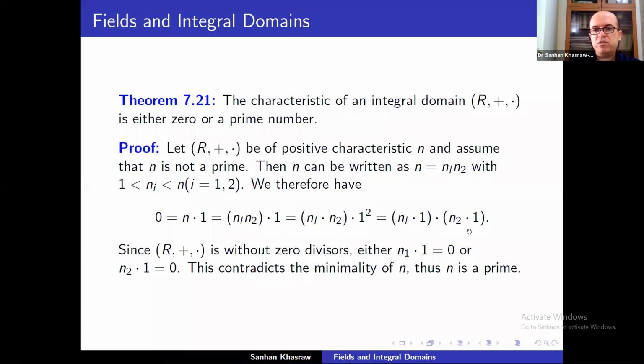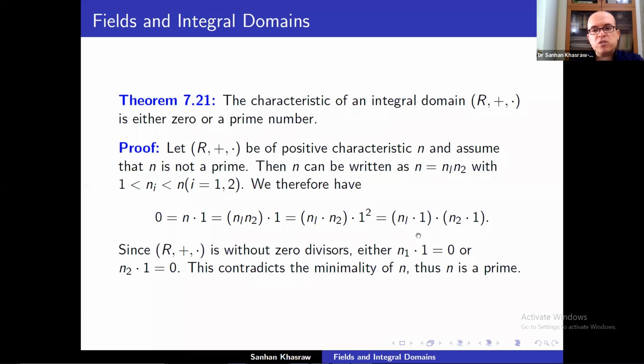So n equals n1 times n2. As our ring has identity, because from the definition, an integral domain is a commutative ring with identity. So by theorem 7.20, n times 1 equals 0. So n times 1 equals (n1 times n2) times 1, which is equal to (n1 times 1) dot (n2 times 1). So (n1 times 1) times (n2 times 1) is equal to 0.